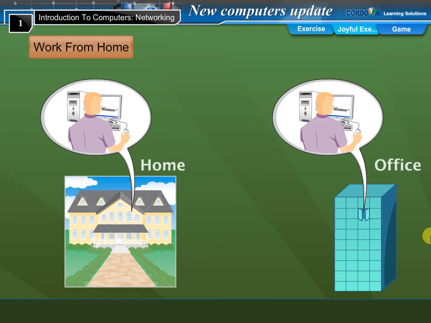Work from home. The network has dedicated computers that allow people to connect to the company's network using a modem. Once users are connected to the network, they can work with any data available on the network. A network makes it easy for people to access office information from home.